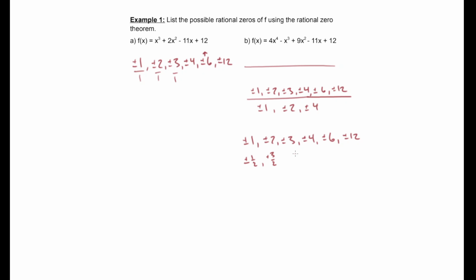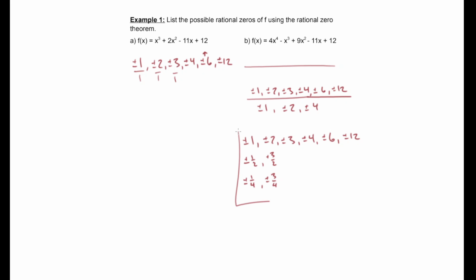6 over 2 is just 3, I already have that, and 12 over 2 is just 6, I already have that. So then I can put these over 4, so I have plus or minus 1/4. 2 over 4 is just 1/2. I have 3/4, plus or minus 3/4. And I have 6/4, which is 3/2. I already have that. Oh, 4 over 4 is 1, of course, and 12 over 4 is 3.